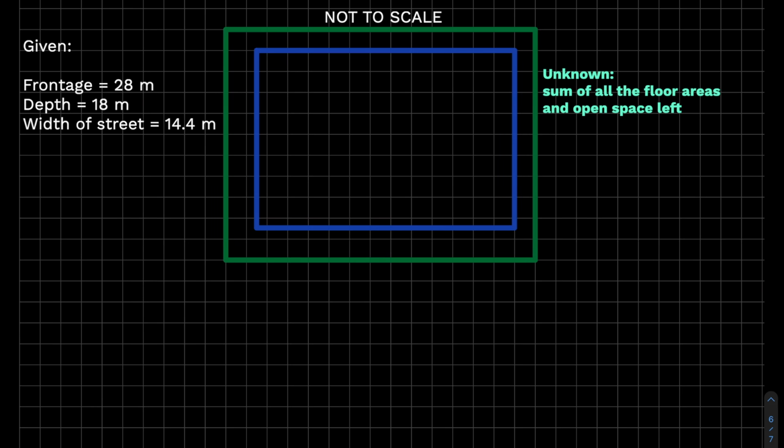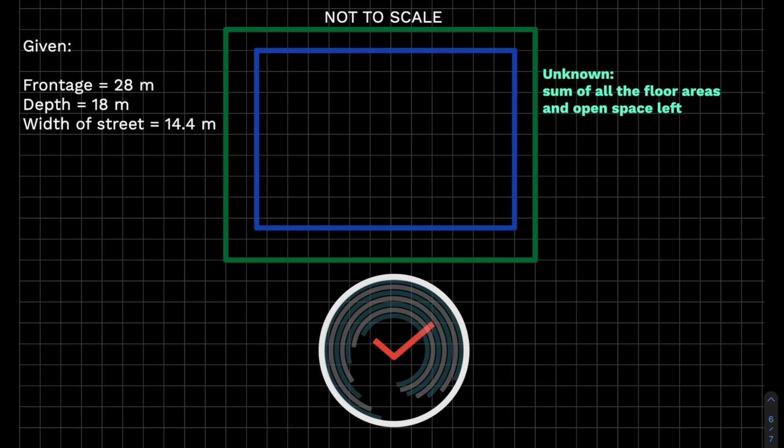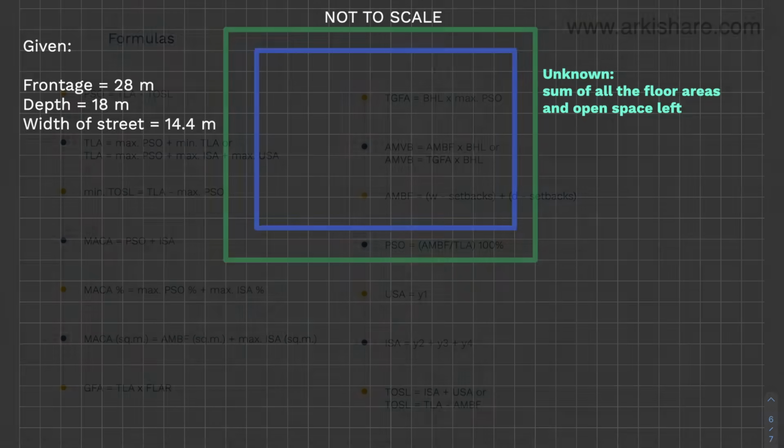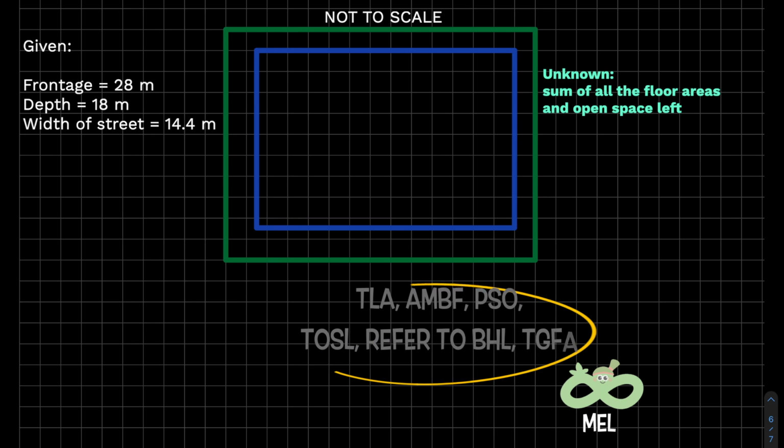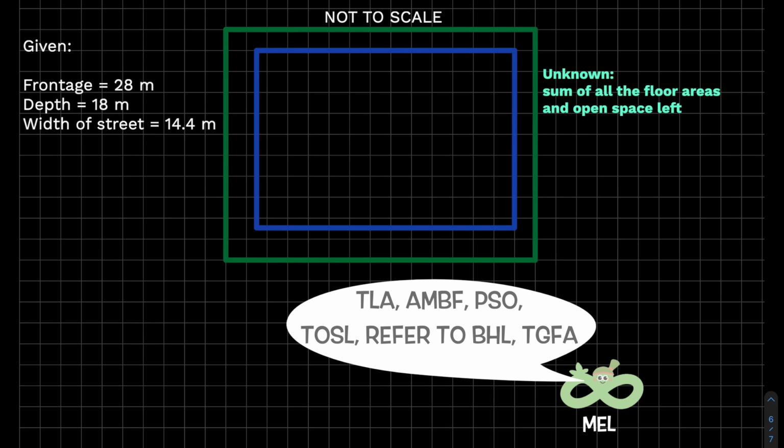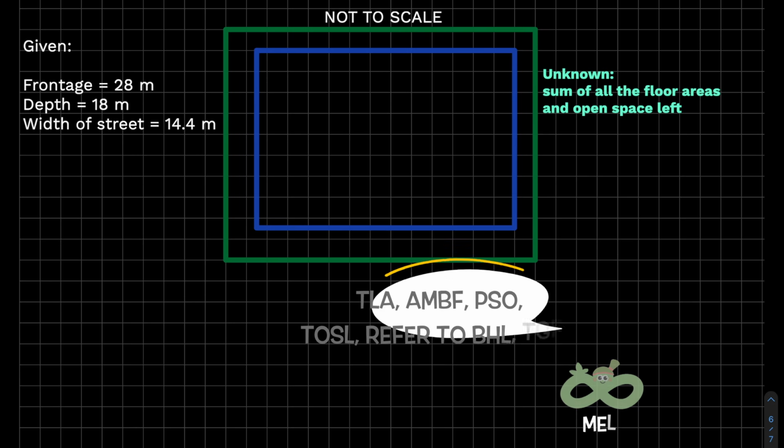I'll give you 5 seconds to pause this video and think about the formulas we need. You could refer to this list. Alrighty. We will use the equations about total lot area, allowable maximum building footprint, percentage of site occupancy, total open space within lot, total gross floor area, and we also need to refer to the building height limit.